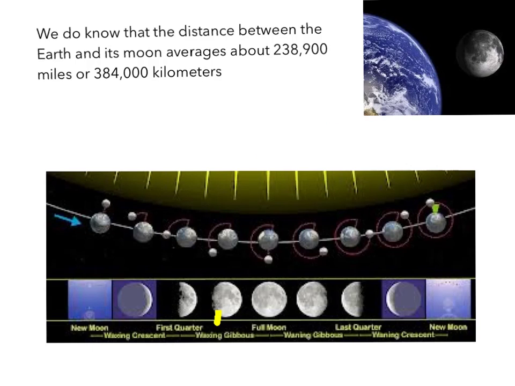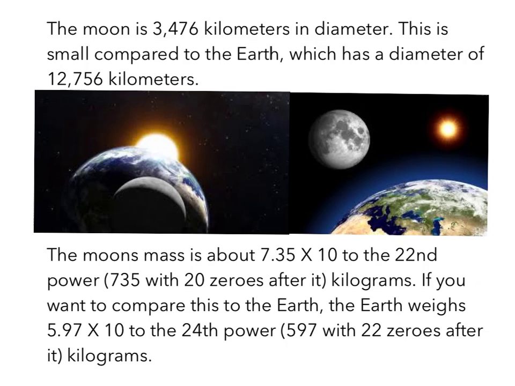Where the moon is can be changed by where you are located on the Earth, but we do know that the distance between the Earth and its moon averages about 238,900 miles, or 384,000 kilometers. The moon is 3,476 kilometers in diameter.